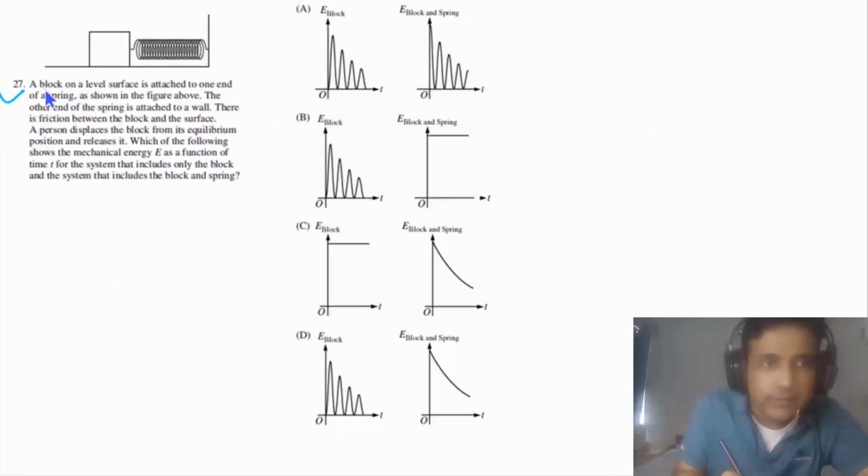Question 27 says, a block on a level surface is attached to one end of a spring as shown in the figure above.